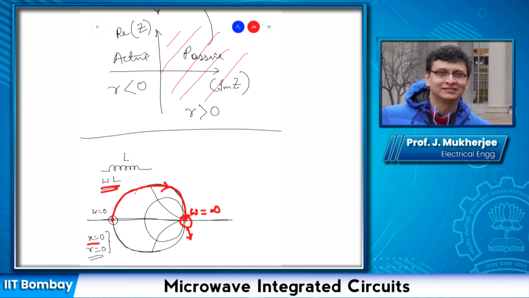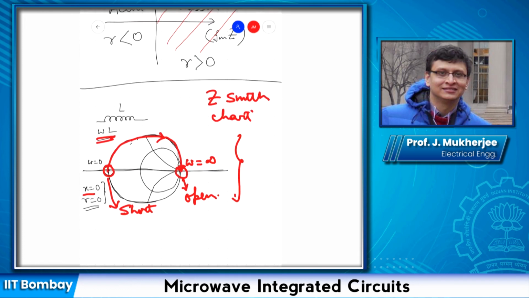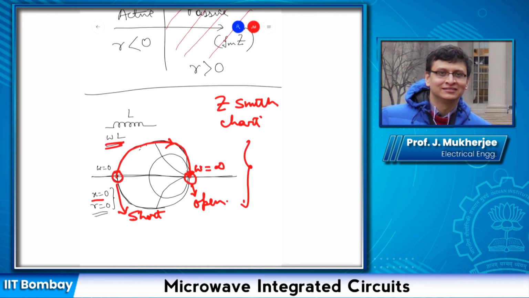So this point must then correspond to open. Similarly, for very low frequency omega, the reactance will be 0, so this becomes a short. So this point corresponds to short. So on a Z Smith chart, this is called a Z Smith chart, or the entire Smith chart theory that we discussed just now is what is known as a Z Smith.